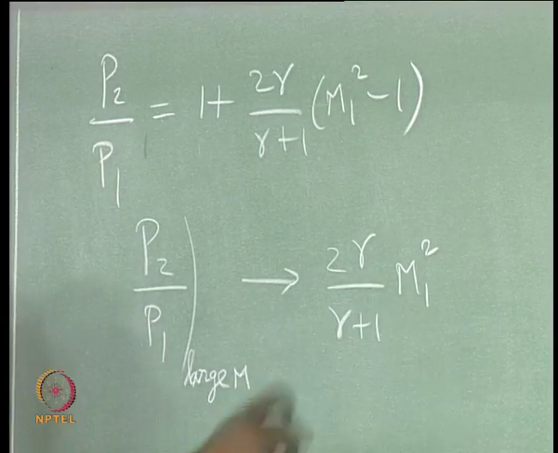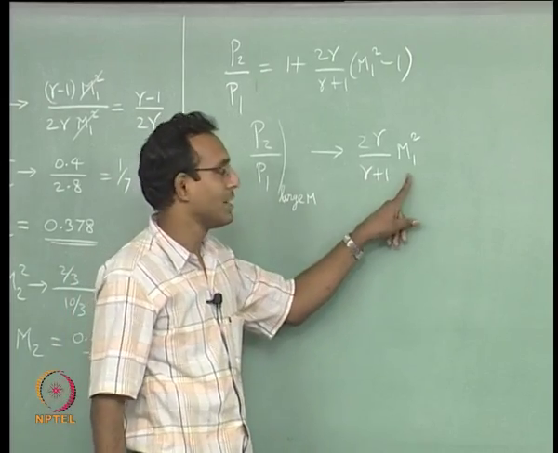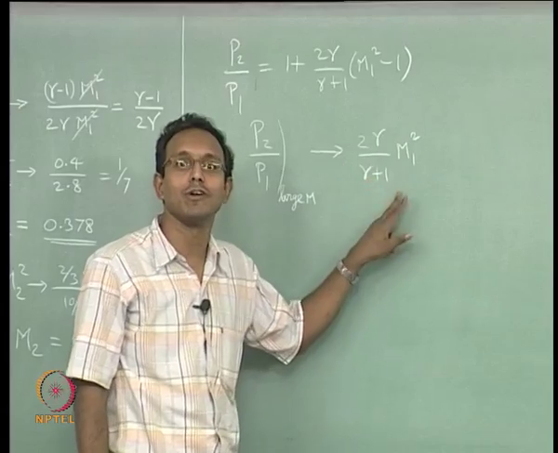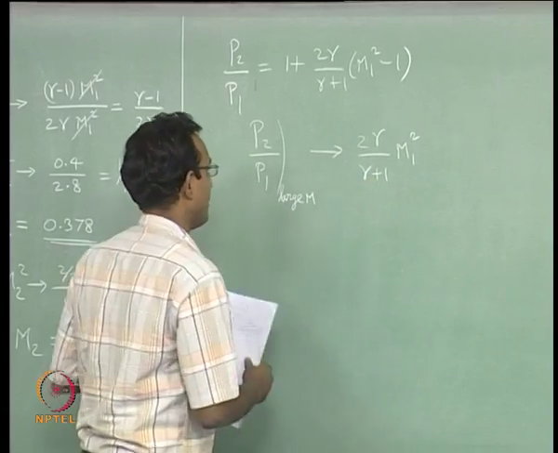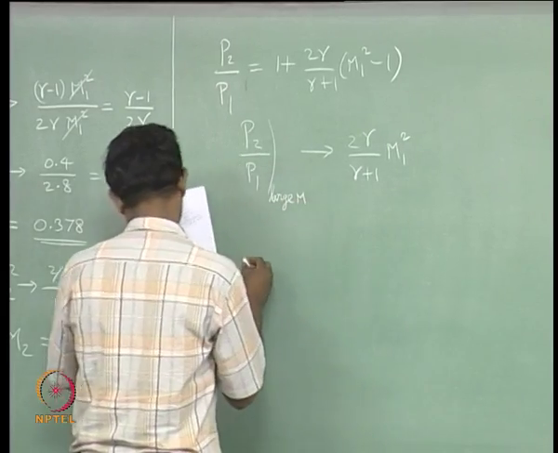If M1 is very high, P2 by P1 is also very high. It is not independent of Mach number, it increases if I keep on increasing Mach number. So, it is not going to go to a constant. So, it is not going to asymptote, which is what we saw in our plots also.